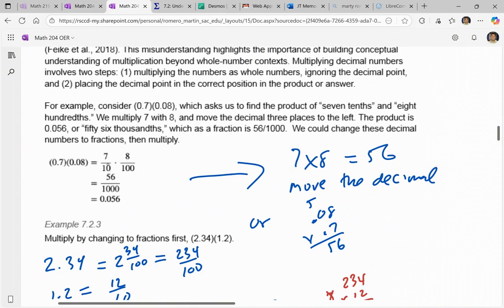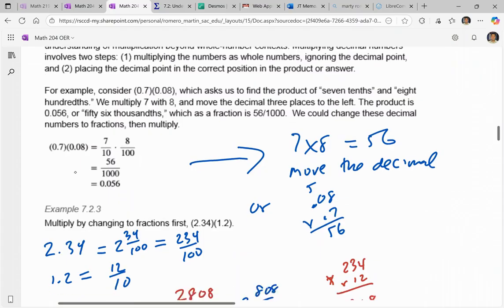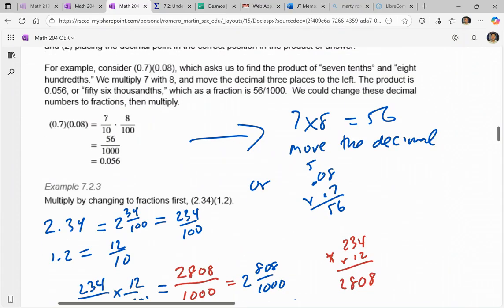It comes from fractions. Take a look, 0.7 times 0.08. That's 7/10 times 8/100. 7 times 8 is 56. The denominator becomes 1,000, and then remember, we move the decimal to the left 3 times, or we just know the number is 56 thousandths. So we don't move it, we just know that's the decimal. That becomes the shortcut, right? Moving the decimal, but we know because it's from the denominator.